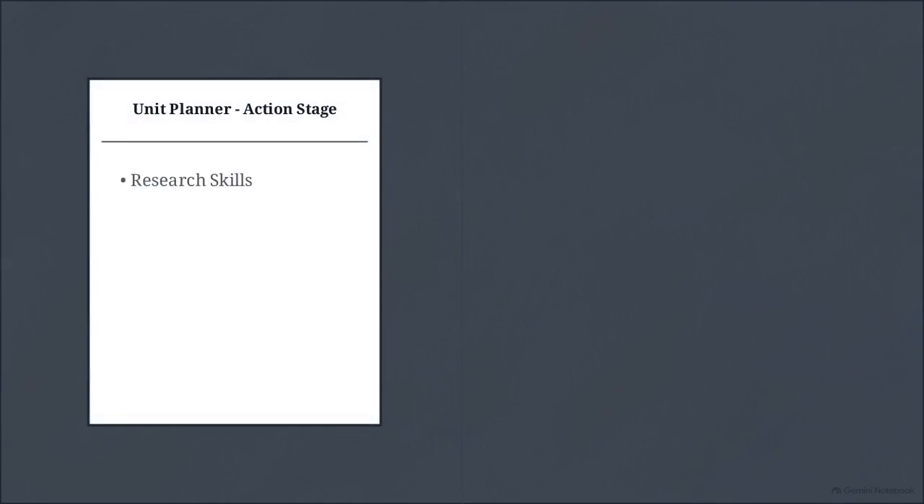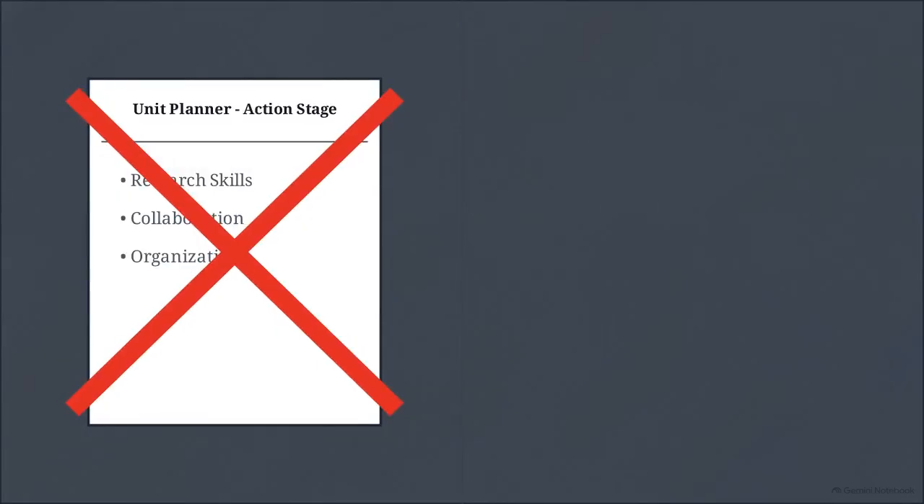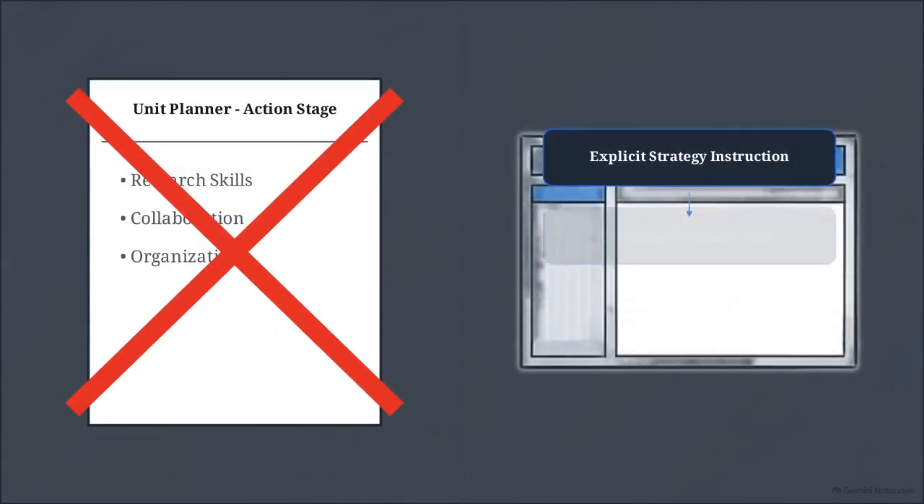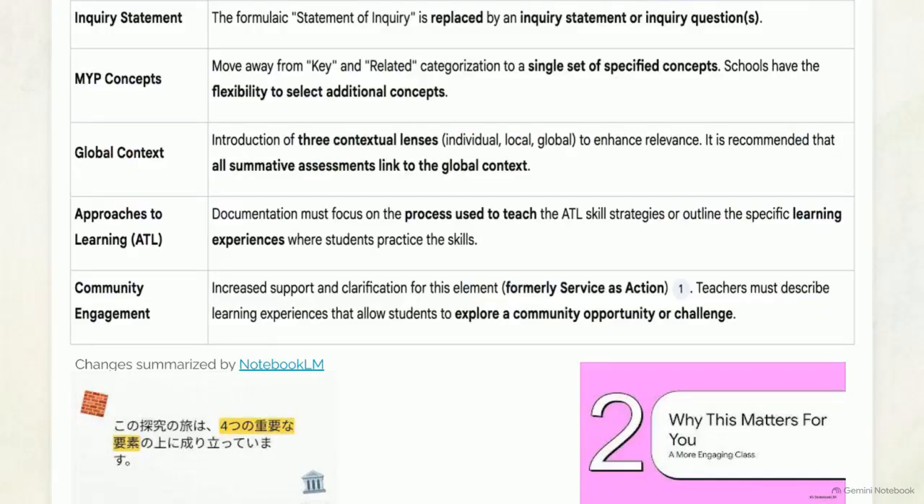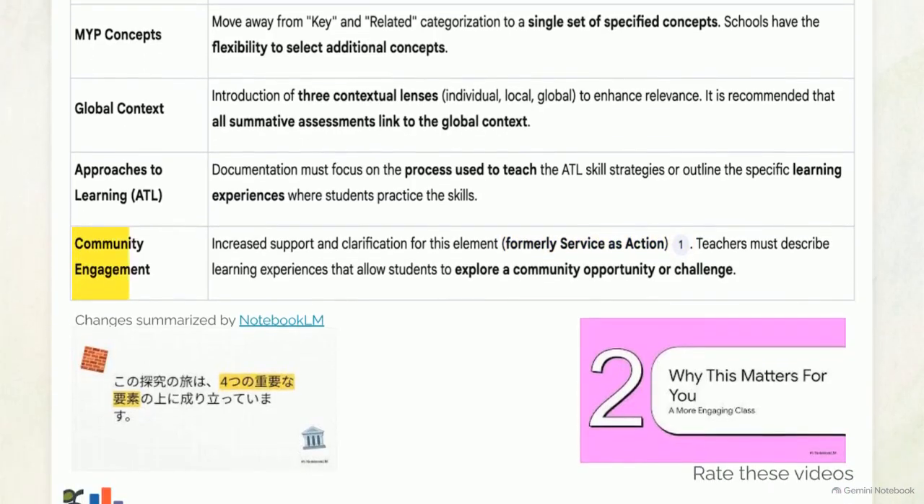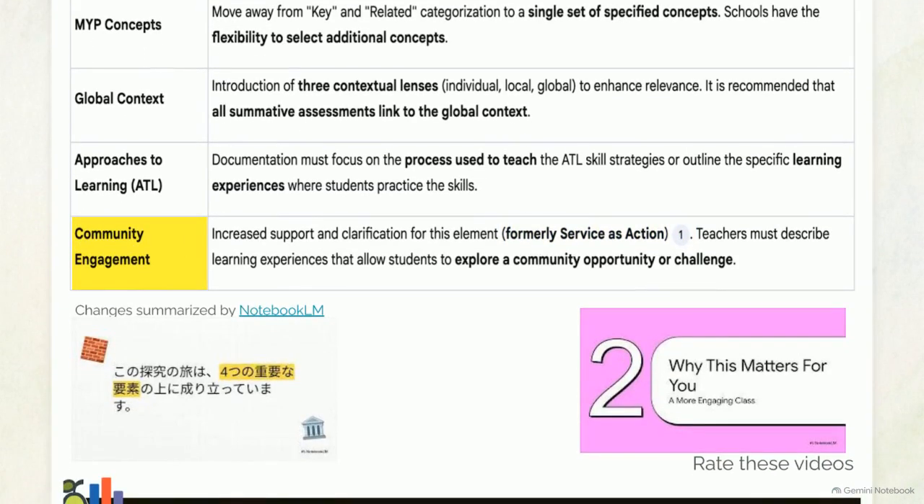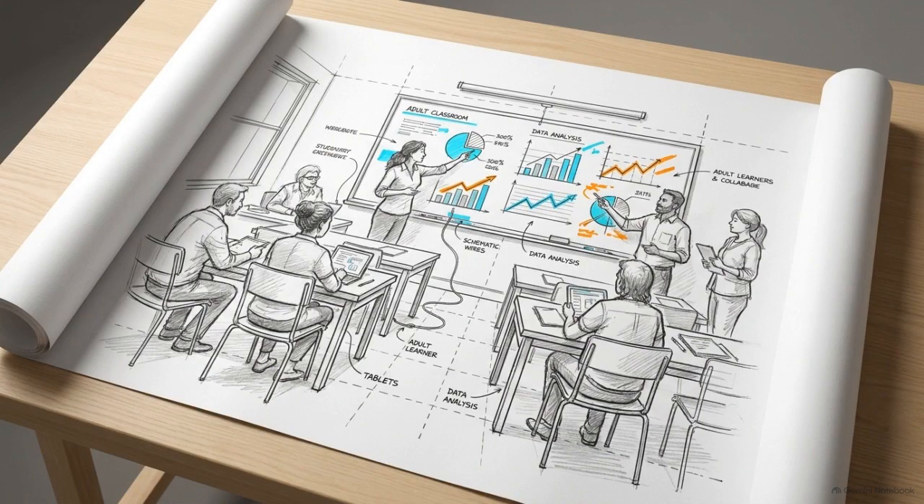The enhanced MYP tightens requirements for documenting ATL skills. Merely dropping a skill name into a box is no longer compliant. Documentation must explicitly detail the step-by-step pedagogical process used to teach that strategy, or outline specific, actionable student learning experiences. Returning to the changes chart, we see a structural update to the legacy service as action requirement. It shifts to the term community engagement, mandating in-unit learning experiences that allow students to explore local opportunities or real-world challenges. The action stage is a heavily documented blueprint, proving exactly how cognitive skills and community awareness are actively practiced in your classroom.